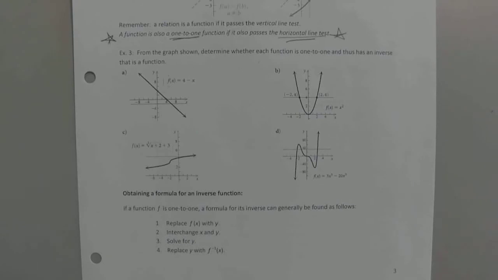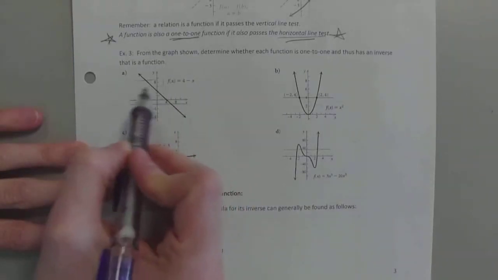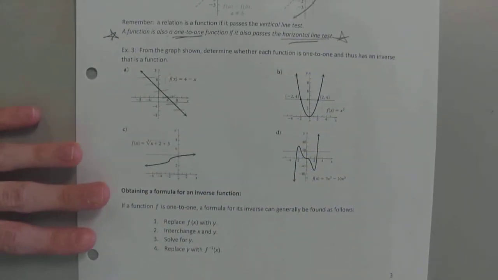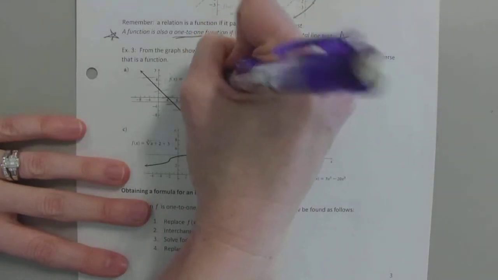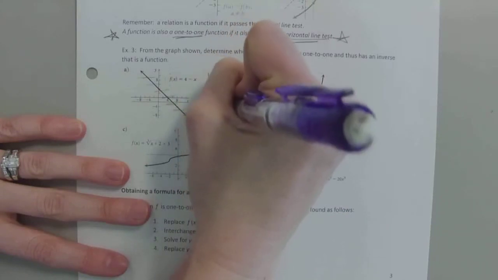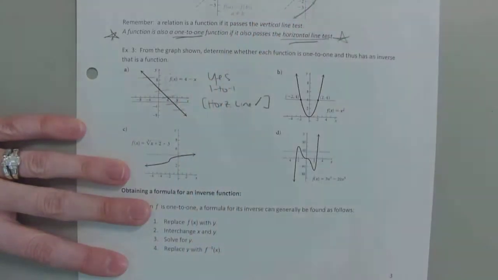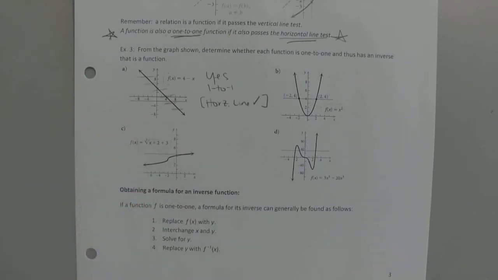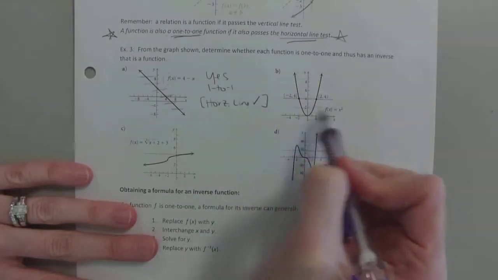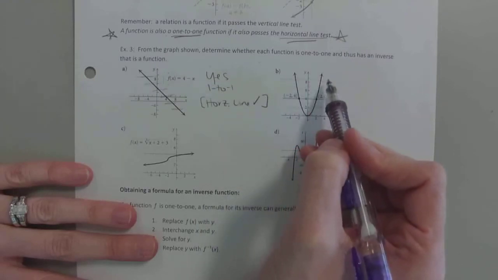Okay, so all of these things, A through D, are functions, because notice all of them pass the vertical line test. The question is, are they a 1-to-1 function? In order to be a 1-to-1 function, you have to pass the horizontal line test. Does A pass the horizontal line test? Yes, every horizontal line only crosses it once. So yes, 1-to-1, because it passes the horizontal line test. I'll put a check mark.